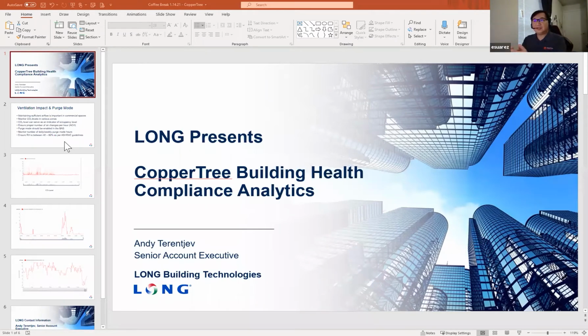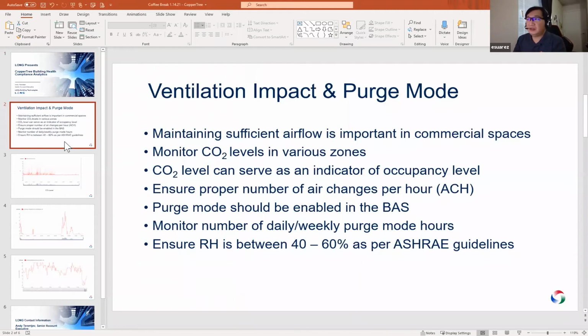So I'd like to spend the 15 minutes that we have today and talk about some of the overlooked factors in managing our buildings. In this particular case, there's two of them. One is the ventilation impact in the purge mode. And this is based on the studies that we've done just recently. We have over 2,000 buildings currently in our portfolio. And what we've done is we've done some exhaustive studies as far as their humidity levels, CO2 levels, and how it impacts our building, especially right now, during the pandemic that we're still currently experiencing.